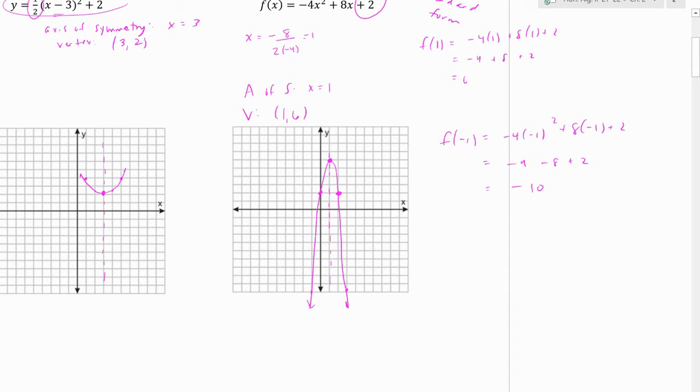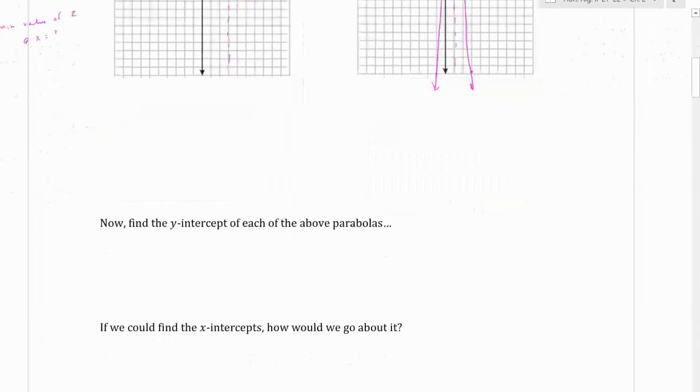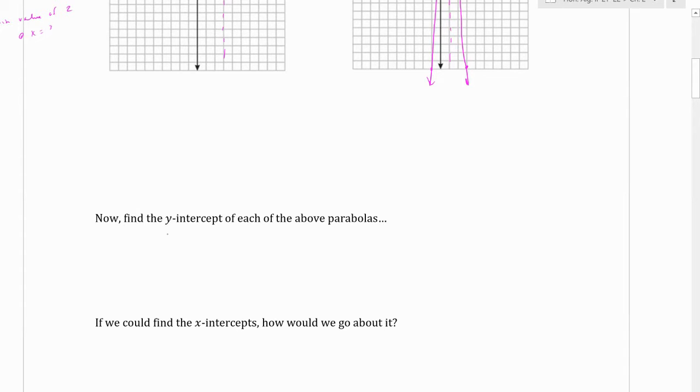So I've got a maximum value of 6 when x is 1. It's decreasing to the right of x is 1. It's increasing to the left of x is 1. We've got a y-intercept of 2. Like we got all this. So we got the two different forms. Oh, and we already talked about that. Find the y-intercept of each.